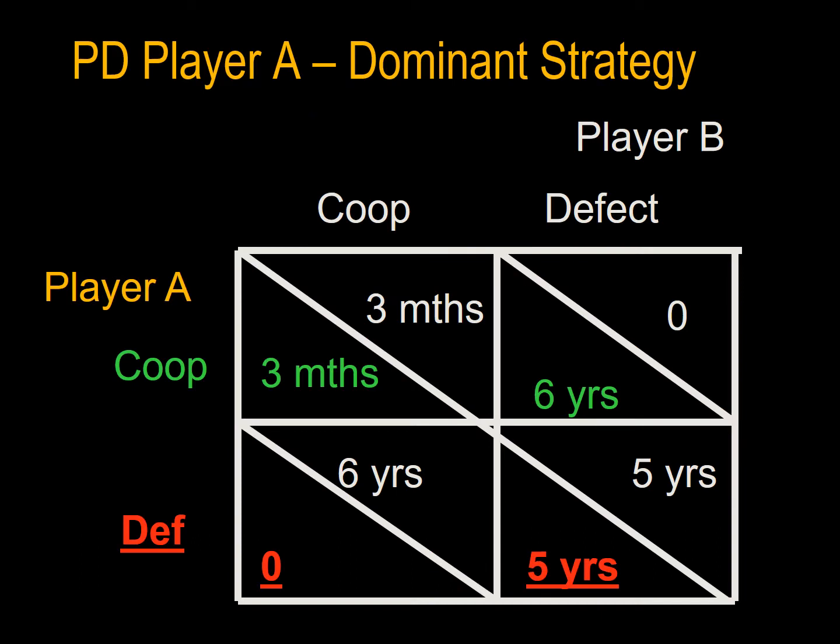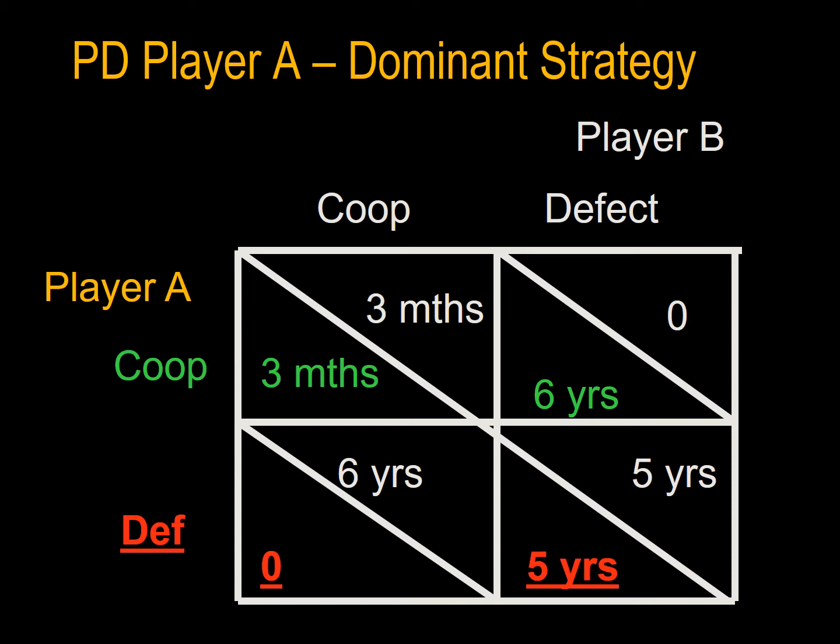So let's take a look here. For player A, there are 2 strategies: cooperation and defection. Player A can choose to cooperate and get the green payoffs, or choose defection and get the red payoffs. The way that we determine a dominant strategy is it's a strategy that is superior to the other strategy in terms of payoffs in every cell. So let's compare defection and cooperation. We compare the payoffs with respect to the other player's strategy.